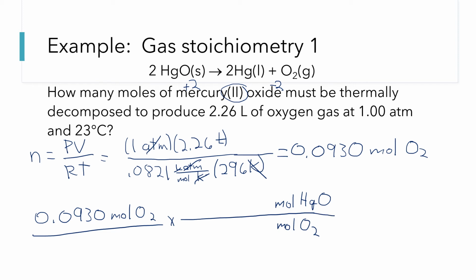The first comes from the relation sign. On the relation sign, the number with moles is 1. That's the same top and bottom. The second number is the coefficient from the balanced equation. For mercury oxide, that's a 2, and for oxygen gas, that's a 1. So basically, I'm going to take the number of moles of oxygen and multiply that by 2, and that's going to give me a final answer of 0.186 moles of mercury oxide.